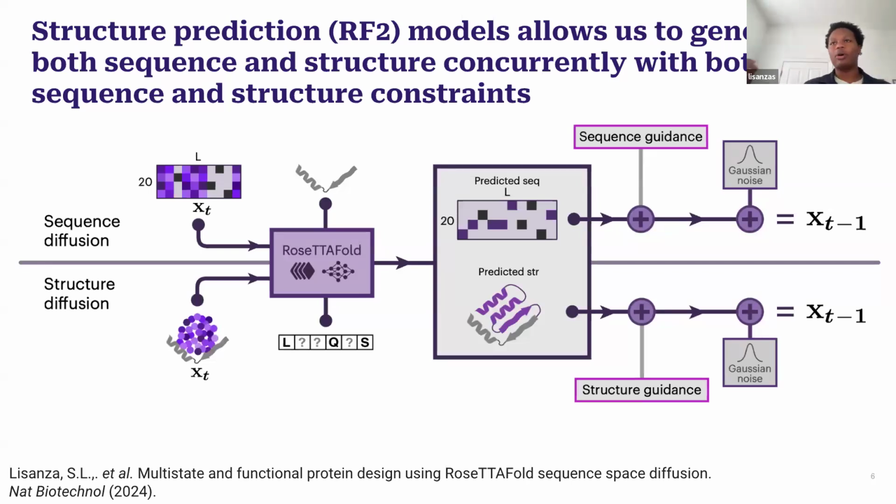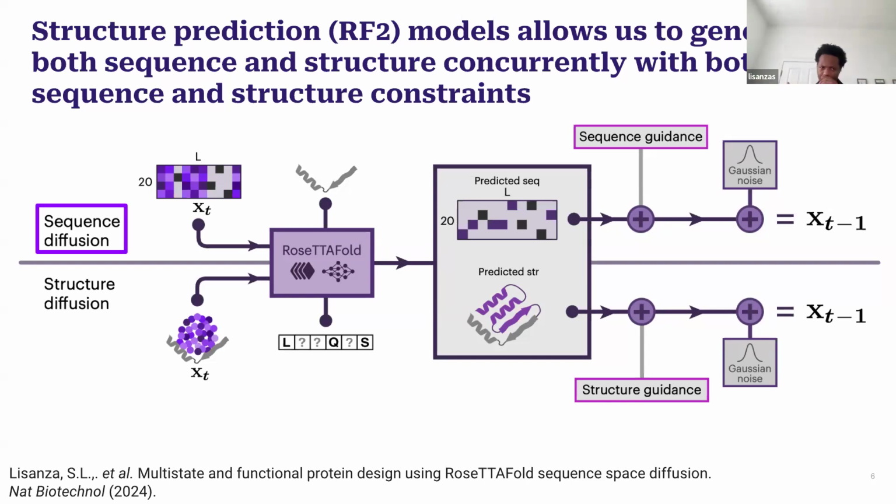And being able to output both sequence and structure means we can generate both concurrently. Now, structure prediction networks are particularly very good at this. And so that's what we actually sought out to do. We use RoseTTAFold 2, a state-of-the-art structure prediction network, as our architecture. Now, previously people have done structure diffusion with RoseTTAFold, but here we're doing sequence diffusion.